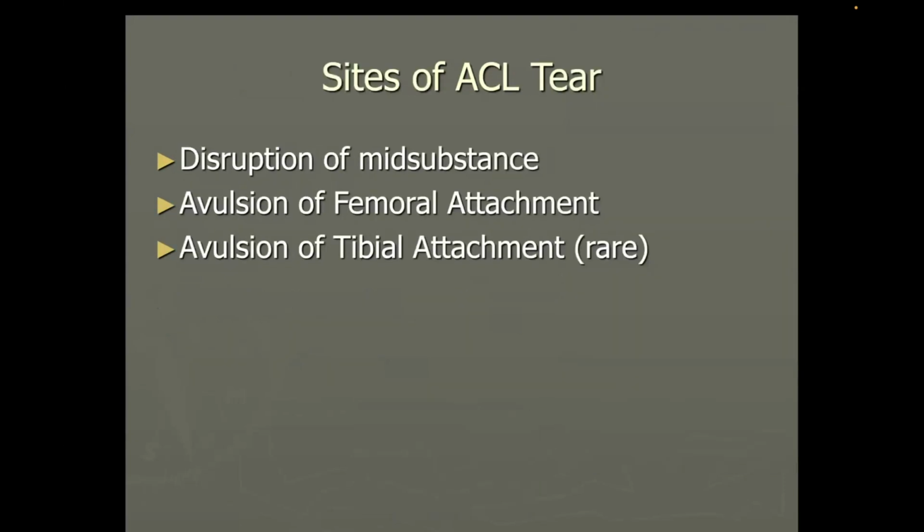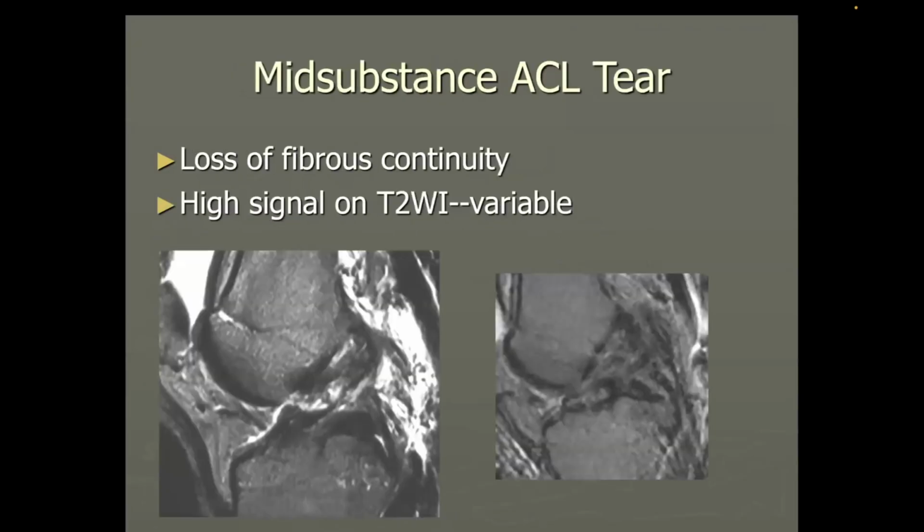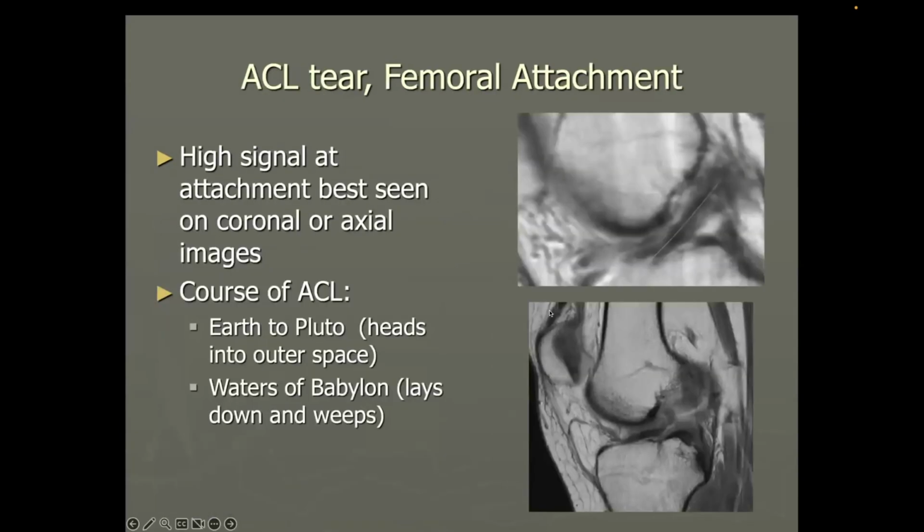So sites of an ACL tear, they can be mid-substance or they can be avulsed off the femur or the tibia. Here's a mid-substance ACL tear, fairly straightforward to see. You see loss of fibrous continuity, high signal on T2 weighted images. This can be a variable finding.